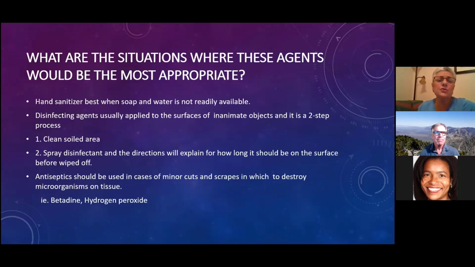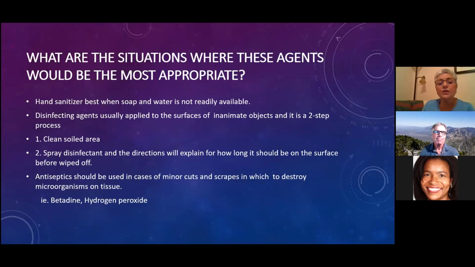So what are the situations where these agents would be most appropriate? Well, hand sanitizer, it's best when the soap and water is not readily available, but you need something in a pinch. But it should not be in place of. If you have an opportunity where you can wash those hands with soap and water, then by all means, do that.